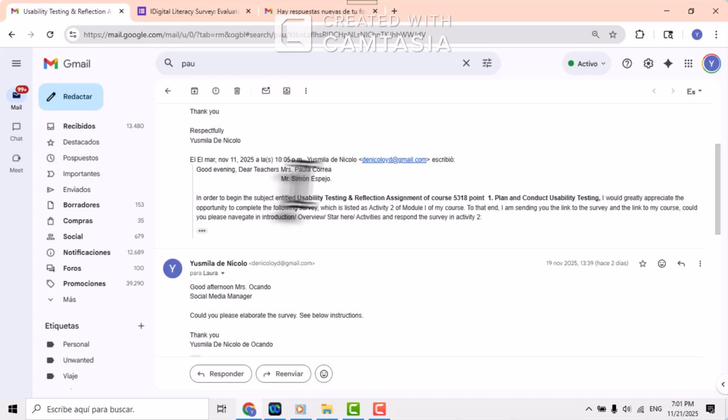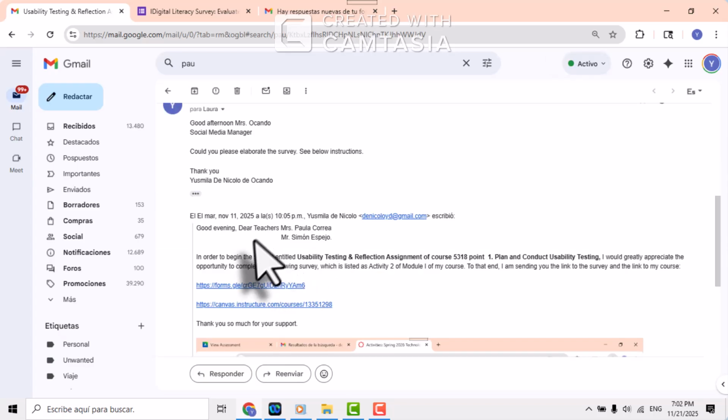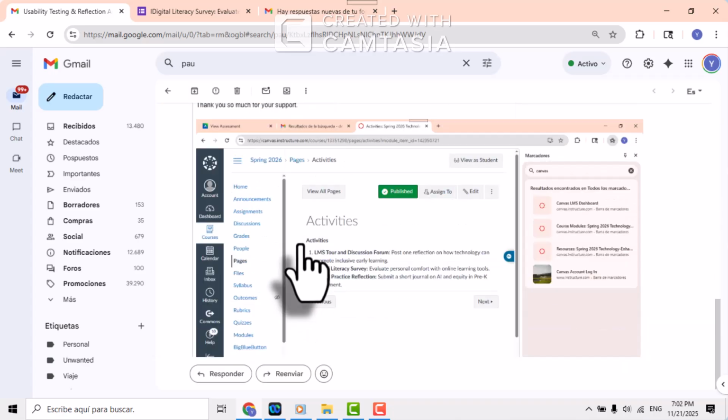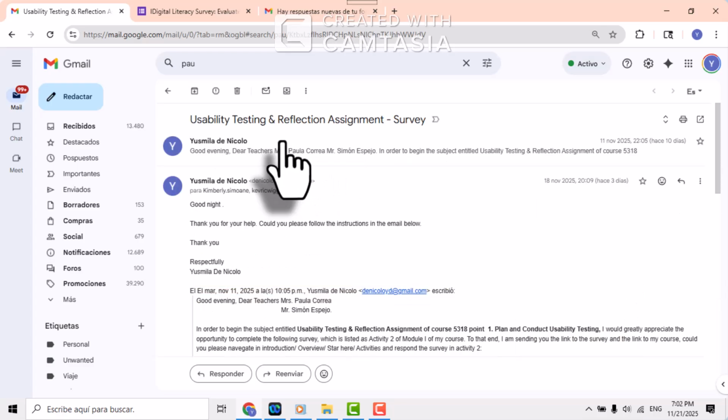Who participated? Five stakeholders participated. Teachers Simon Esposito, Paula Correa, Kimberly Davis, and Kivrik Wiggins, along with social media expert Laura Okondo. These individuals represent different digital skills and professional perspectives, making them ideal testers.